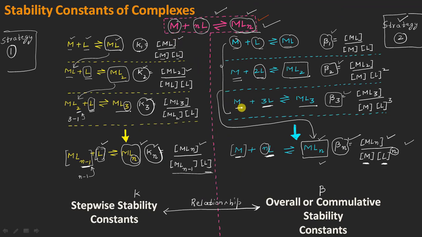For one metal and 3 ligands giving ML3, beta 3 is the concentration of the product, ML3, divided by the concentrations of the reactants, which are a single metal ion and 3 ligands, with the concentration of ligand raised to the power of the number of moles, right? So we are taking the help of this beta 3 to find out the relationship between the K and the betas, right?